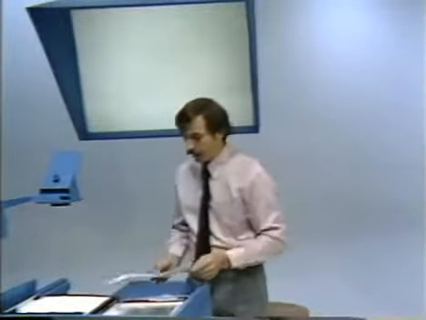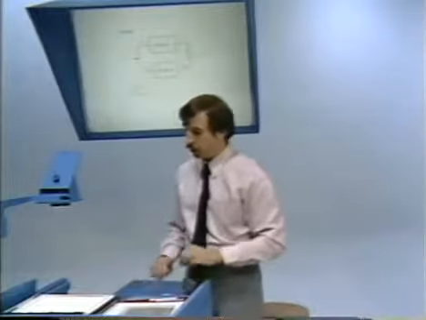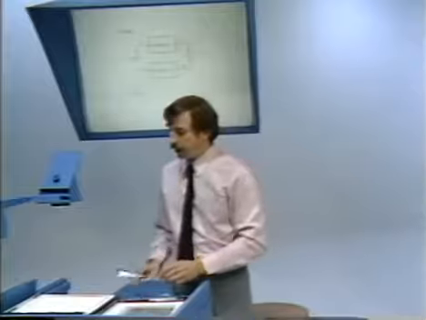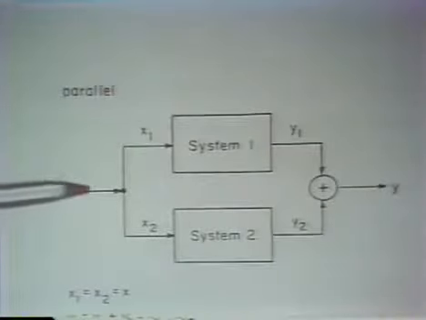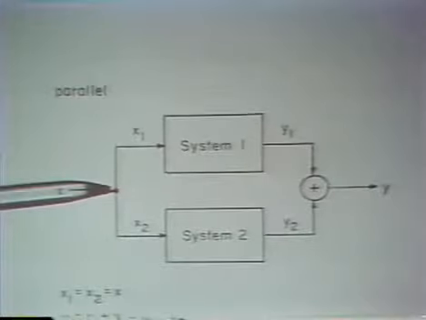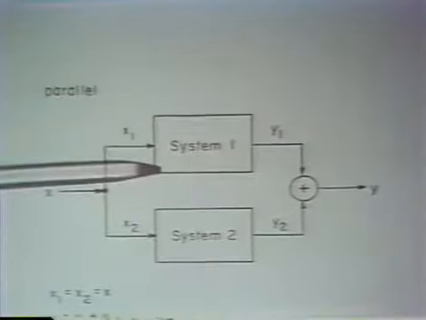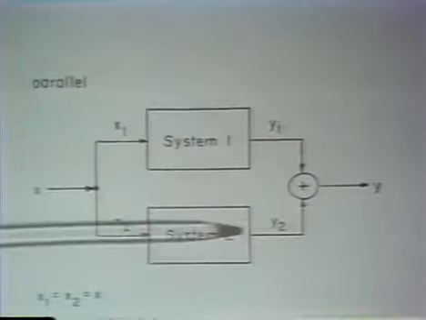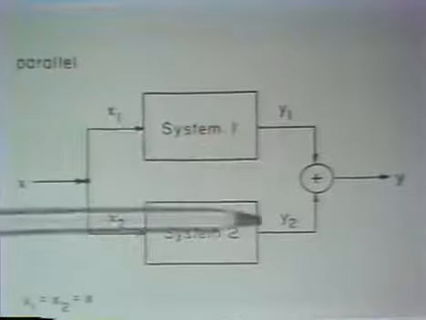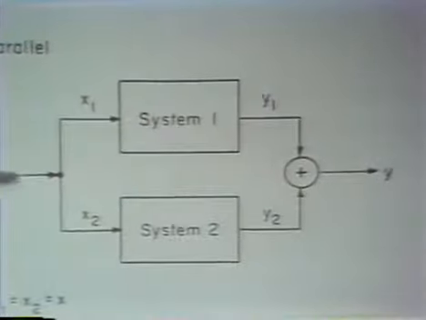All right, well, that's a cascade or series interconnection. Let's look at another interconnection, which is a parallel interconnection of systems. And here, what's meant by the interconnection is that the input is fed simultaneously into System 1 and into System 2, and then the outputs of these two systems are added to give the overall system output.